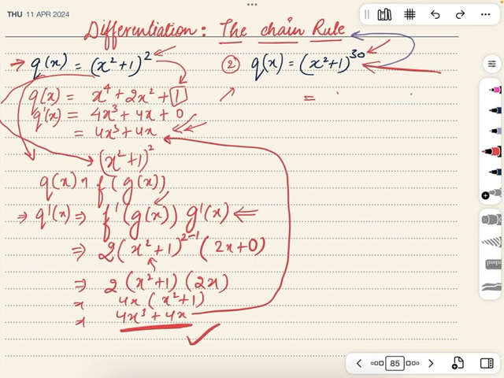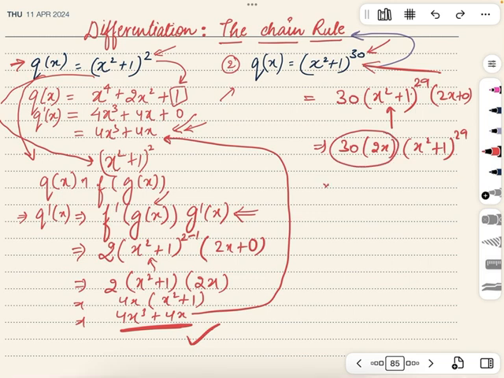So that will be 30 times (x square plus 1) to the power of 29, times the differentiation of the inside function, which is 2x plus 0. So the final answer will be 30 times 2x times (x square plus 1) to the power of 29. I wrote it this way because I had to solve this one. So I'll do 60x finally, times (x square plus 1) to the whole power of 29. That's your final answer. If there's any doubt, you can put it in the comment section below.